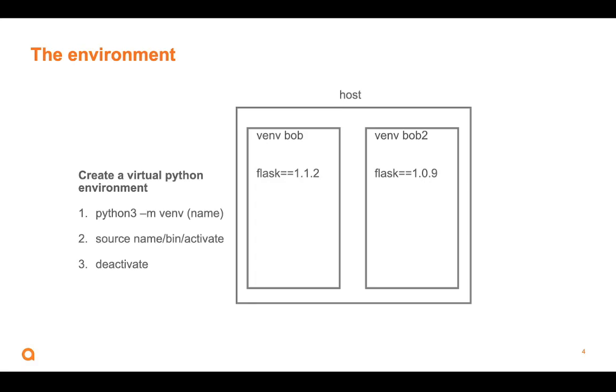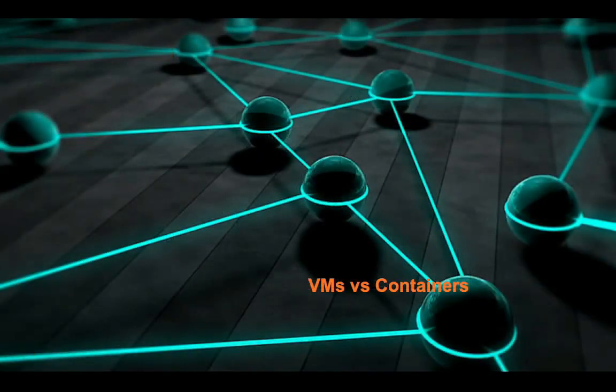So this is like a very simple example, but you have your host. We'll create a virtual environment called Bob, and we'll pip install Flask 1.1.2, and then we'll build another virtual environment, Bob2, and we'll install Flask 1.0.9. Now you can see I'm working on 2 different versions of Flask with 2 different applications, but neither one of them knows about the other. That's what virtual environments let us do.